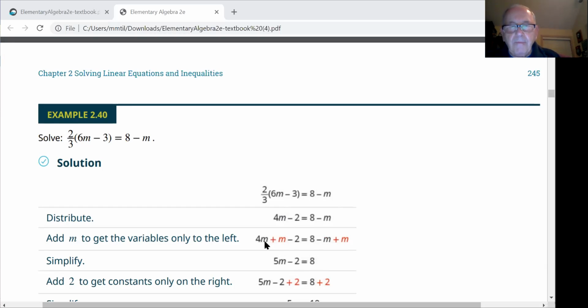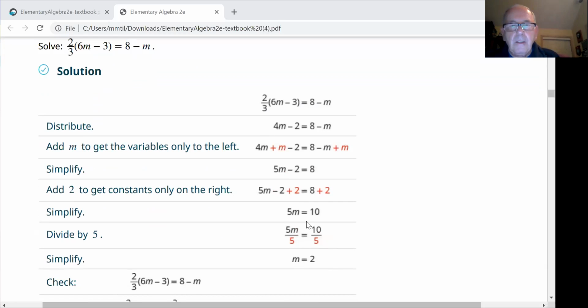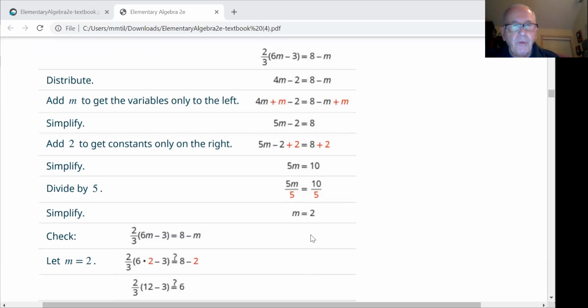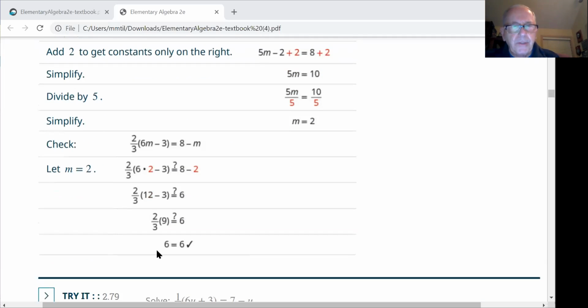So when you do that, you get 4m plus m, which is 5m, minus 2 is equal to 8. Now you want to get the constant on the other side, and you do that by adding 2 to both sides. So 5m is equal to 10. Then you divide both sides by 5 because the coefficient is 5 times the variable, and you want 1 as a coefficient for the variable. So then m is equal to 2, okay? And you check it just like we did before. Put that 2 in for m and you realize that 6 is equal to 6, okay?